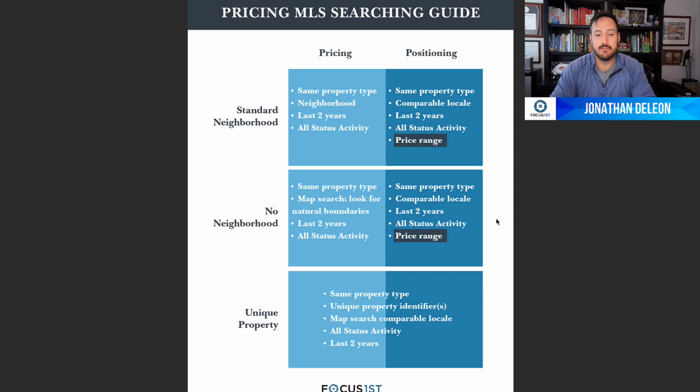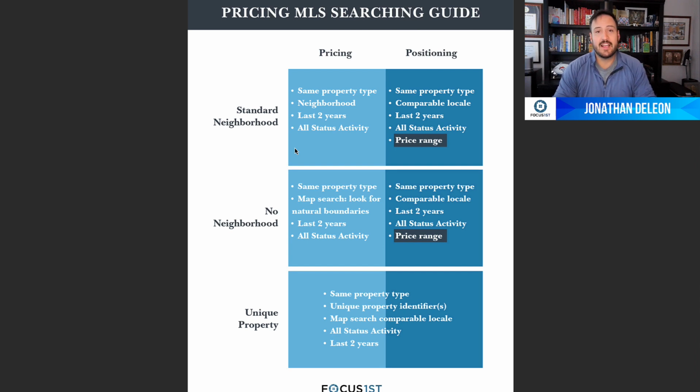Now to do this, in most cases, we're going to focus on this left side here of pricing and go down the standard neighborhood for the start, the no neighborhood, and then unique property. Now in the case of a standard neighborhood, meaning that the neighborhood has a name and is one of the well laid out platted areas, we're going to look for the same property type, meaning it is all single family or detached homes, or it is all attached dwellings. We really want to differentiate and not mix the two together because they have a very different pricing profile. We're going to look for that neighborhood name.